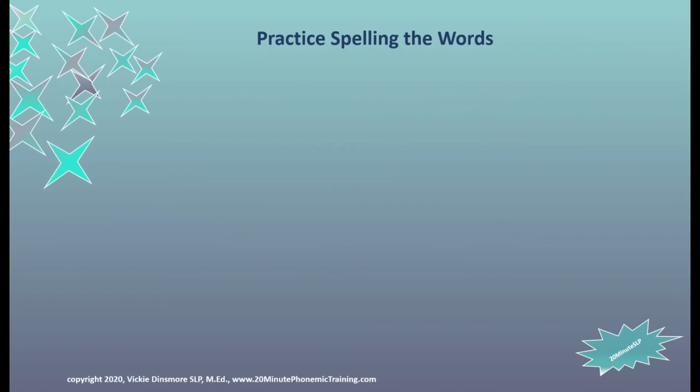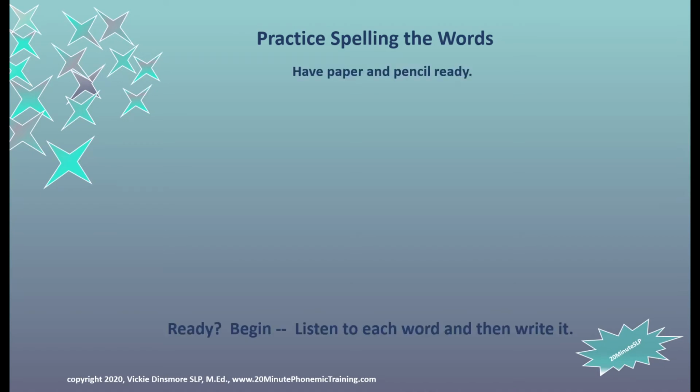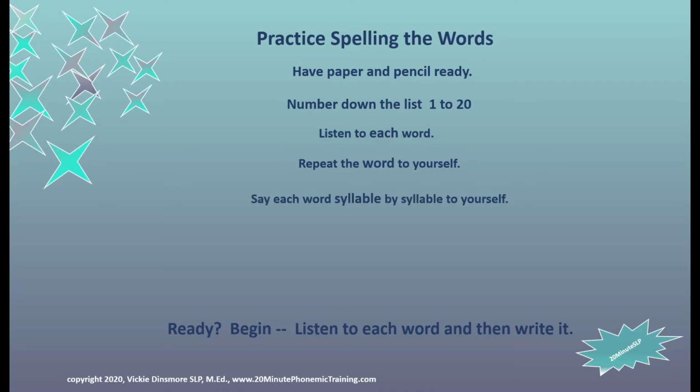Next, we're going to practice spelling the words. You will need to have paper and pencil ready. Number down your list from 1 to 20. Listen to each word as I say it. Then repeat the word to yourself. Be careful with your pronunciation. Say each word syllable by syllable to yourself. And then write the word by writing one syllable at a time and saying each sound as you write the letters. Not saying the letters, but actually saying the sounds and then matching the sounds to letters as you write. So let's get started.